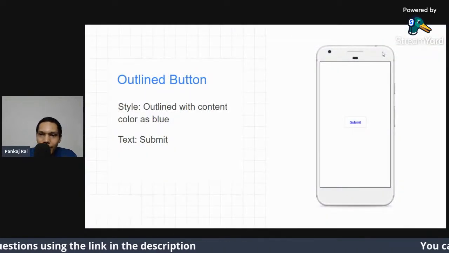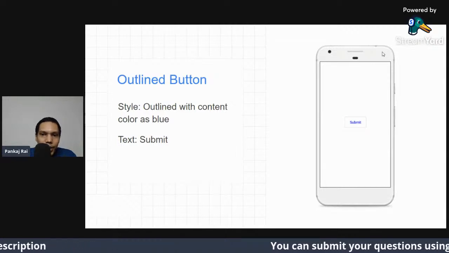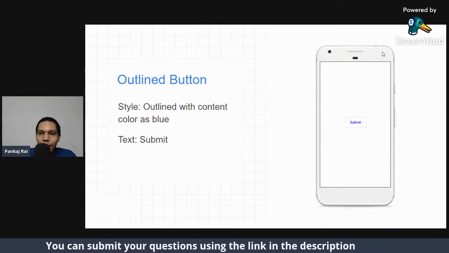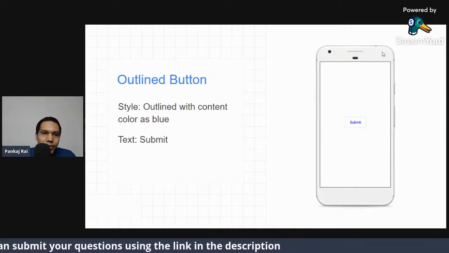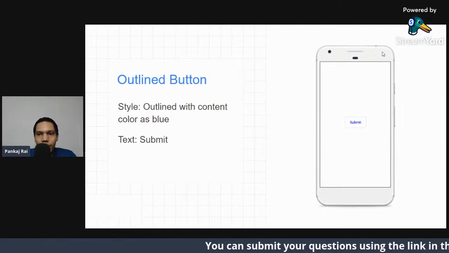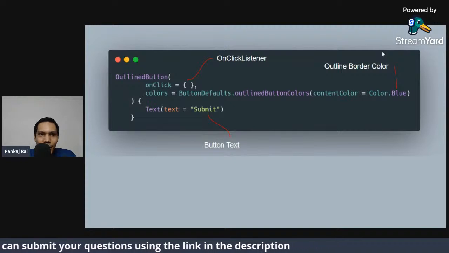Now let's see about the outline button. An outline button is a button that has a boundary. If we have to create that kind of UI with the Extreme UI toolkit, then we need to depend on the drawable, set the background, and then change the color. But here with Jetpack Compose, you have an outline button composable.